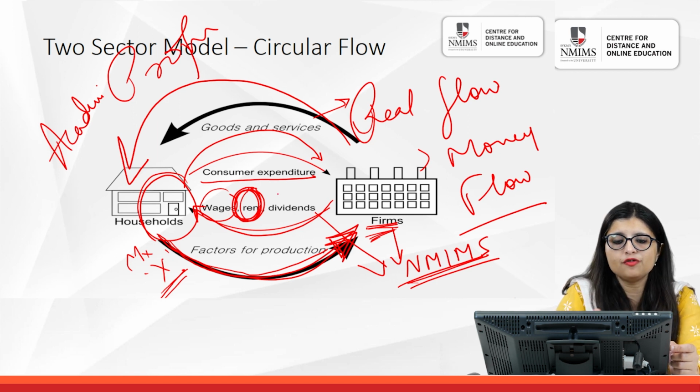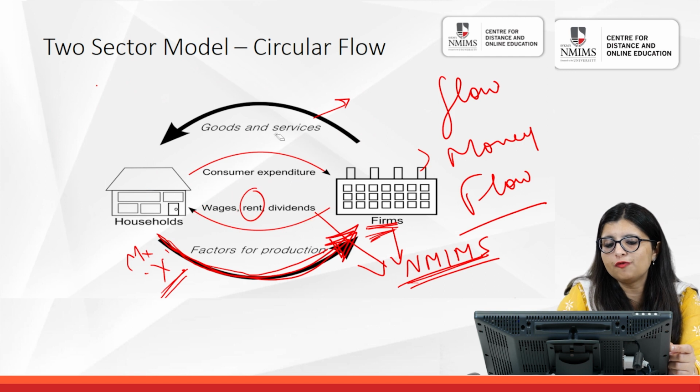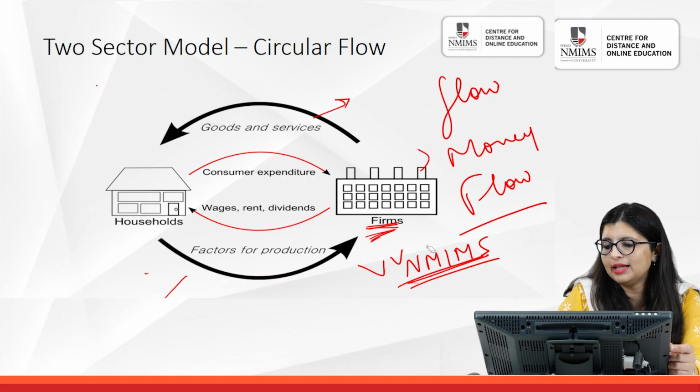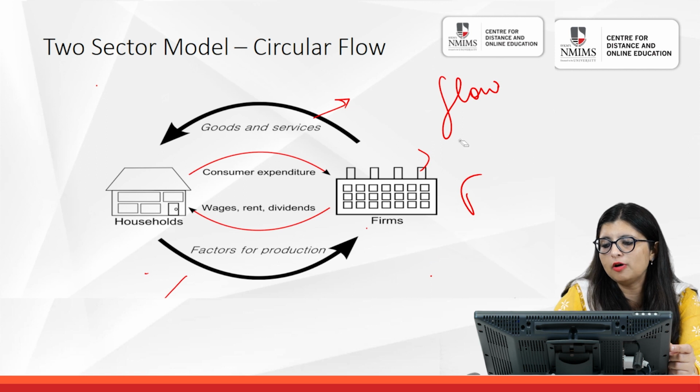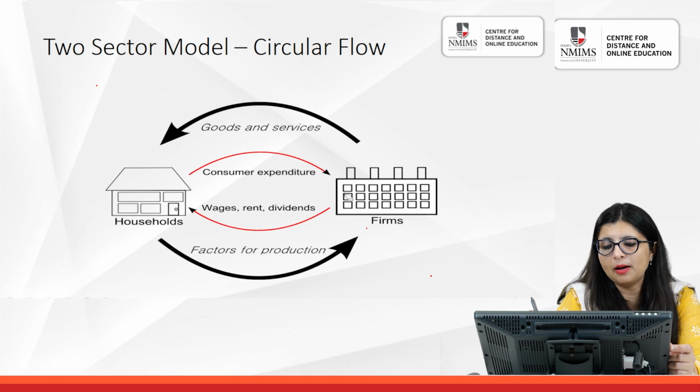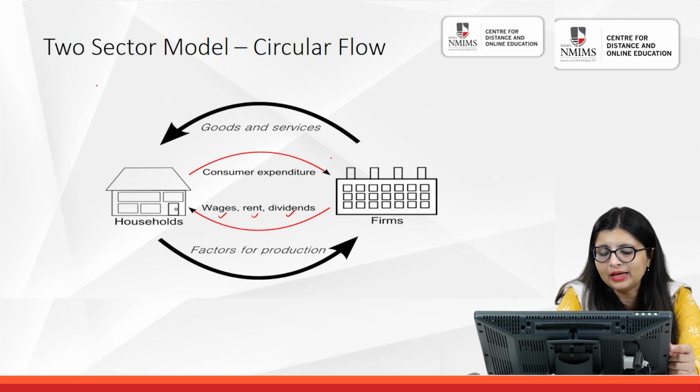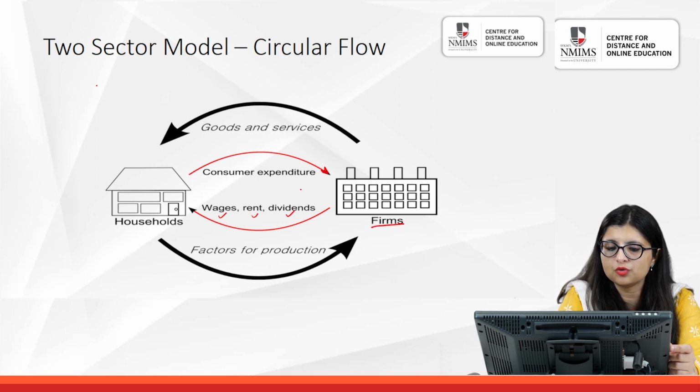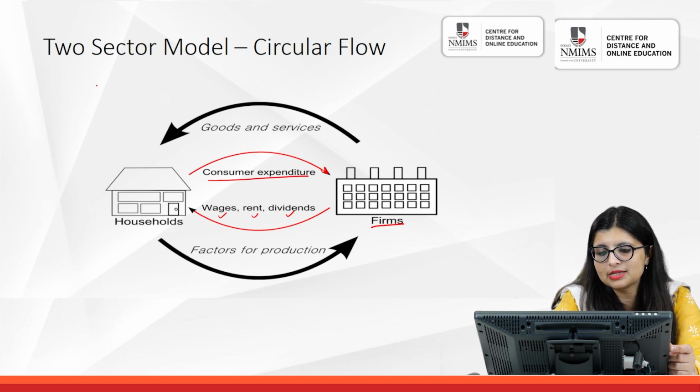In that way, there is a circular flow generated, and the circular flow would be in the form of money flow or real flow. So when we talk about money flow, money is involved, wherein through wages, rent, dividend, the firm gives back to the household, and in return the household spends and gets certain goods and services that the firm is producing, in the form of consumer expenditure. I hope this is clear.